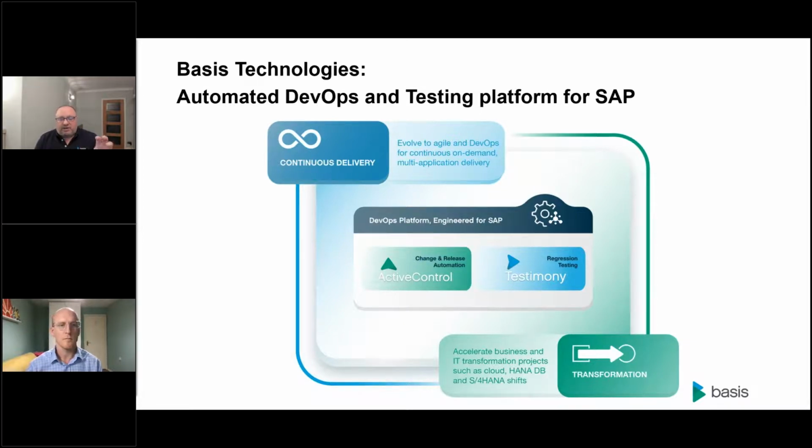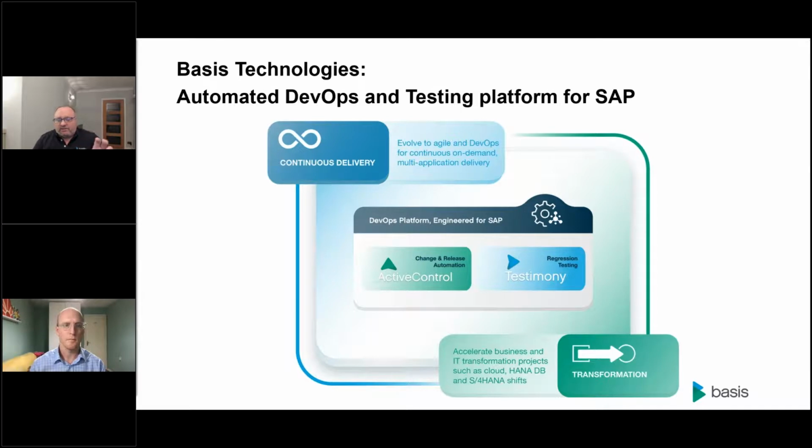The first one is called Active Control. That's all around the change and release and transport management automation side. Essentially, giving SAP customers the ability to deliver continuously but safely into their SAP production systems. And Testimony is a revolutionary new take on automated regression testing for SAP systems, and that gives us the ability to fully automate a regression test, but without having to create any test scripts or maintain any test scripts, etc.